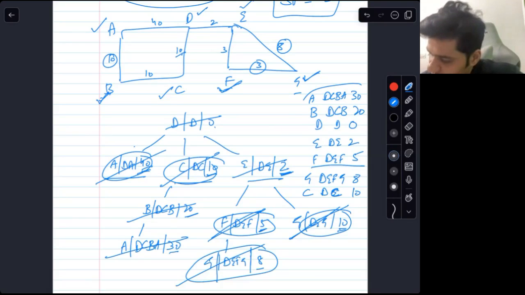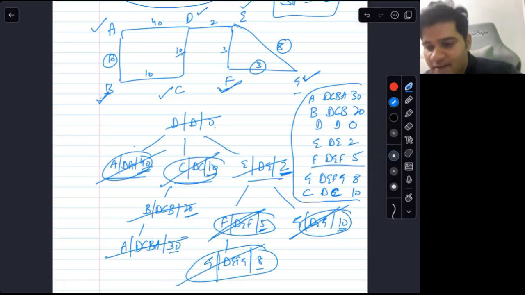So this is my table. Is your table the same? A, DCBA 30, correct. B, DCB 20, correct. D, D0, C, DC 10, E, DE 2, F, DEF 5, G, DEG 8. Correct. Awesome. Did you guys see that it was smart enough to not take the DA path but the DCBA path? Did you guys realize that? It did not take the DA path. It was smart enough to take the DCBA path.